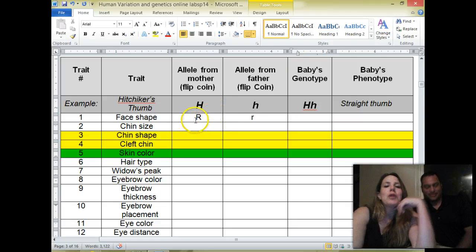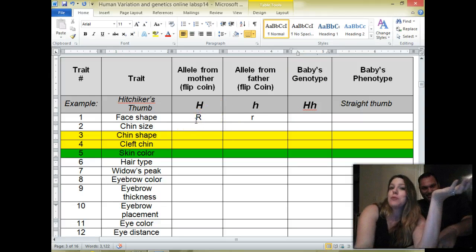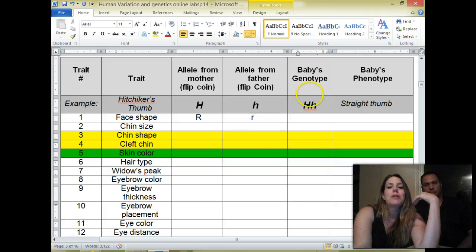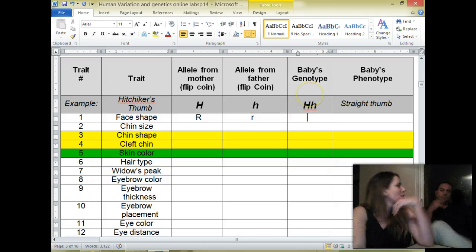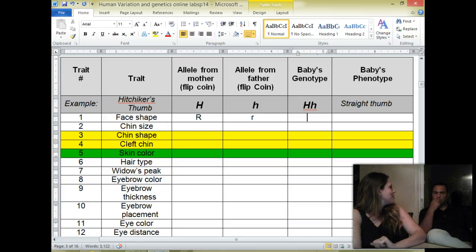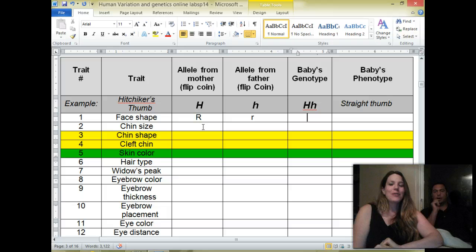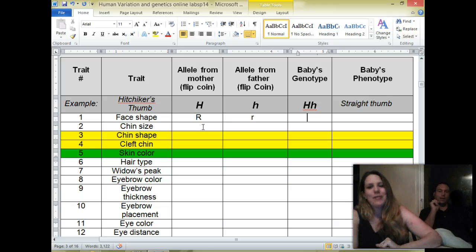Okay, so we know that even though my genotype was big R, little r, I donated the dominant allele to the baby. He was big R, little r, but he donated the recessive allele to the baby. So now we can figure out the baby's genotype. What would the baby's genotype be in this case? If I can remember, it was round face. Nope, that's the phenotype, right? The genotype, I'm sorry, is heterozygous. Right. Big R, little r.